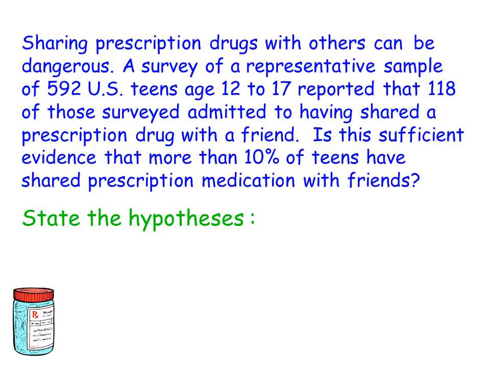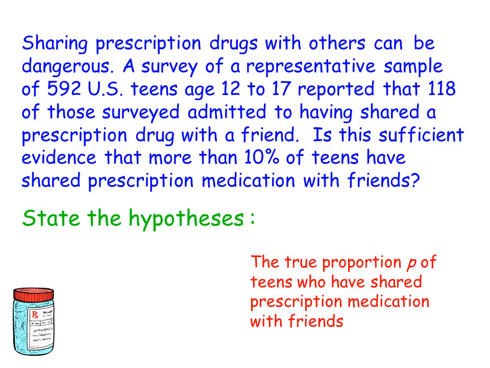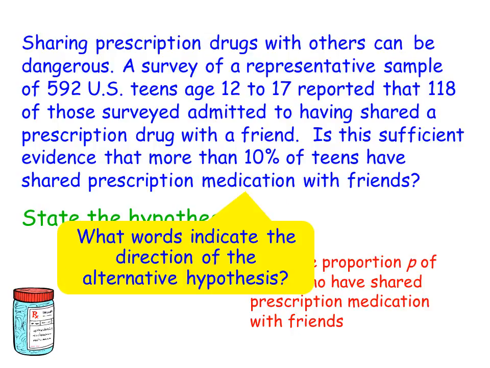We're going to state our hypotheses. Our null hypothesis, or H0, is always equal to. We need to figure out which symbol we're using. So what is the population characteristic of interest? We're interested in the true proportion of teens who shared prescription medication with friends, so that would be P. What is our hypothesized value? We believe that it's going to be 10%.